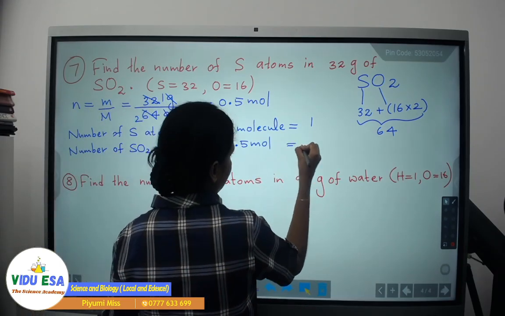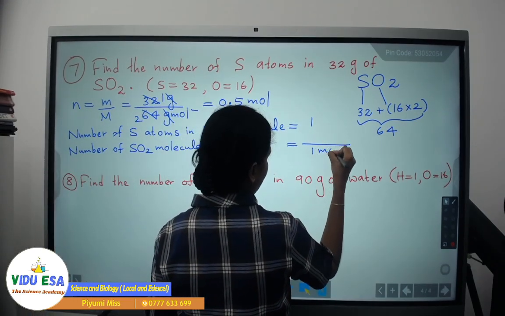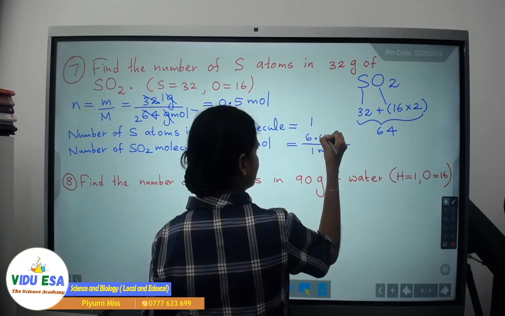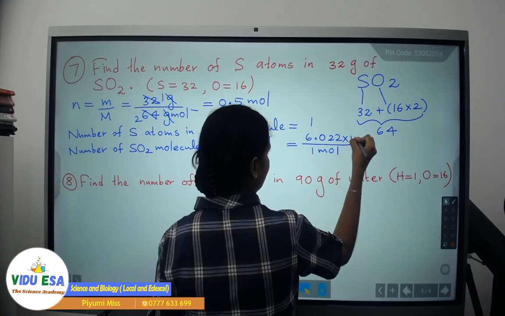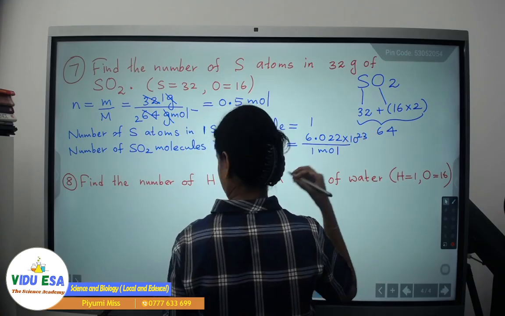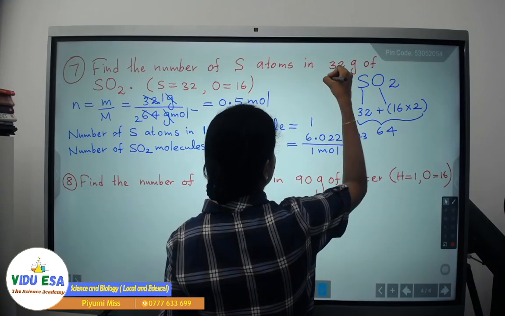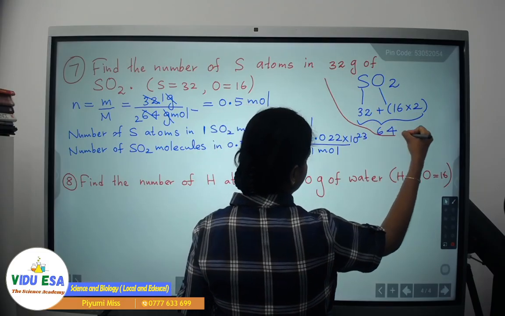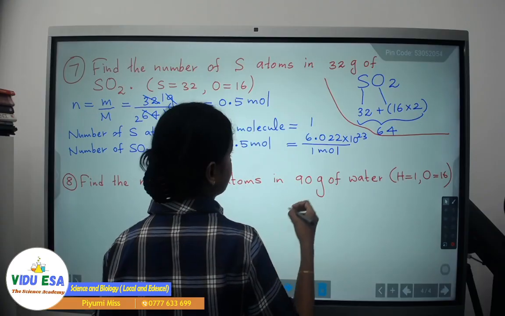Right? In 1 mole, Avogadro constant of 6.022 into 10 to the power 23 number of molecules are there. Shall I write this small here?